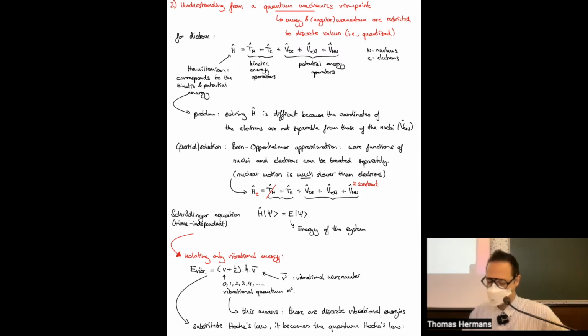because the coordinates of the electrons are not separable from those of the nuclei. So that's this VEN term, right? That's the combination of the interaction between electrons and nuclei. Okay, so there is a partial solution.